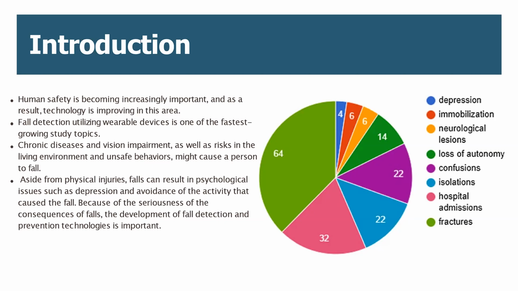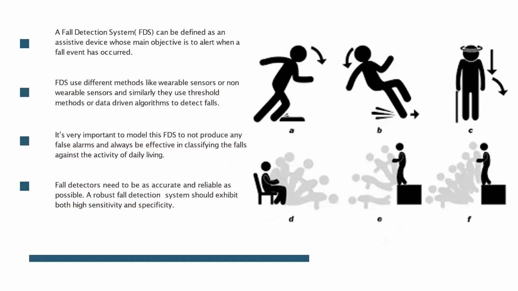This pie chart here shows a recent study on fall detection in elderly people, which shows the consequences of falls in more detail. A fall detection system is an assistive device that detects falls as quickly as possible. To detect falls, the fall detection system employs various methods such as wearable sensors or non-wearable sensors. It is critical to model this fall detection system so that it does not generate any false alarms and is always effective in classifying falls against daily living activities.